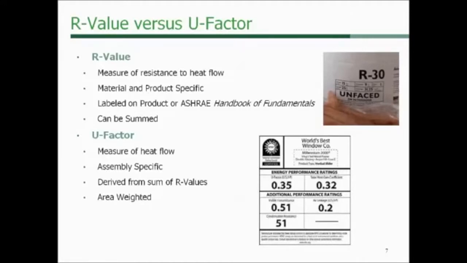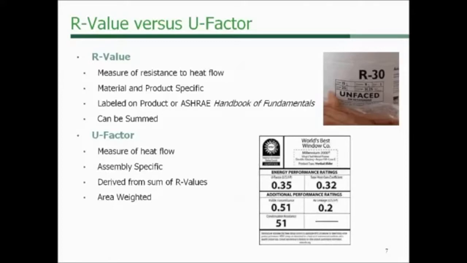But materials have resistances too. For example, wood has a typical resistance of 1.25 R per inch of thickness. And they're either labeled on the product or they're in the ASHRAE Handbook of Fundamentals. What's nice about the R value is it can be summed. If I put one insulation layer on top of another insulation layer, those R values get summed up. Since the heat has to flow through one resistance to another resistance, it's an additive effect.